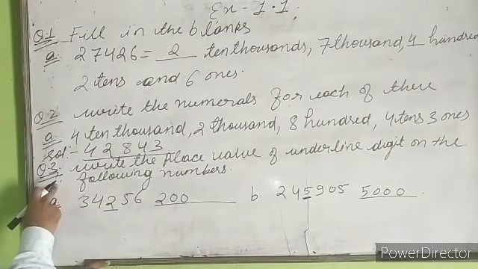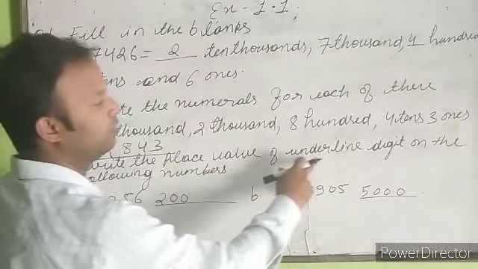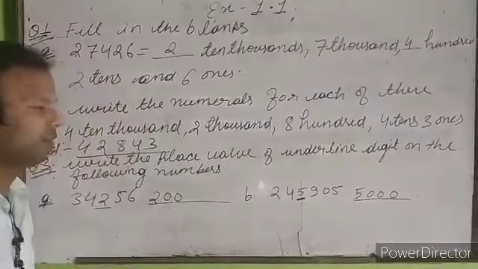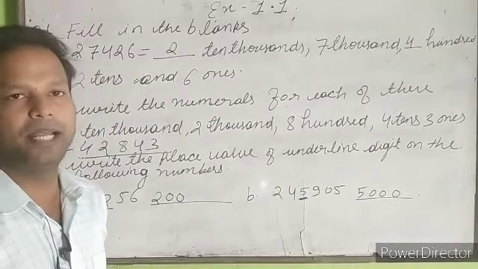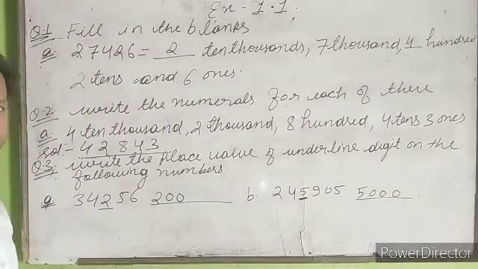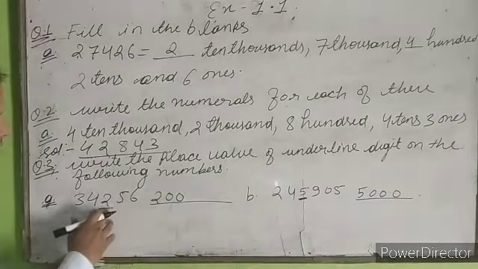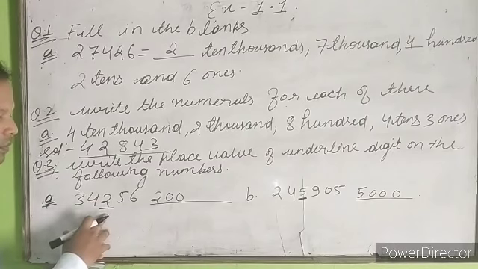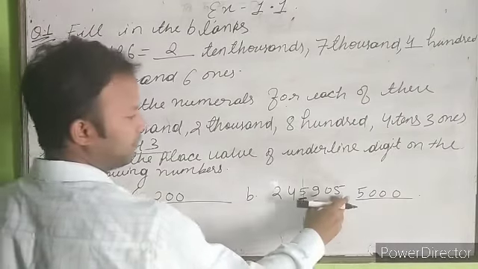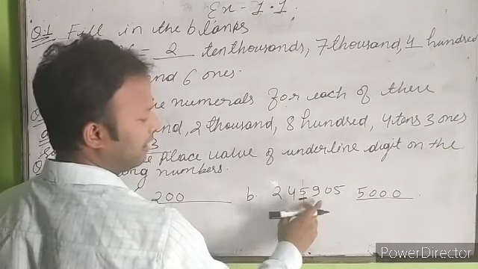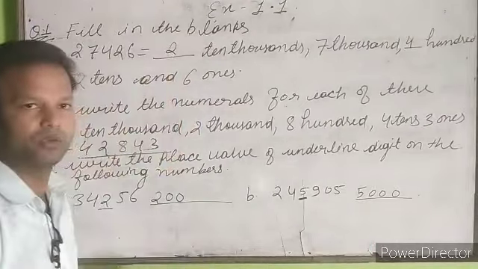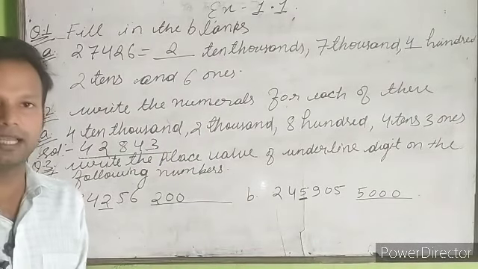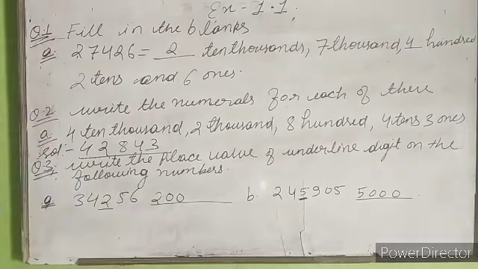Okay. Now the question number 3rd is write the place value of the underlined digits in the following numbers. You already know about the face value and place values. Face value is the number itself and the place value is where we count, like see ones, tens, hundreds. So place value of 2 is 200. Similarly, ones, tens, hundred, thousands. So place value of 5 is 5000. Hope you understood. Now we will start the next question number 4.